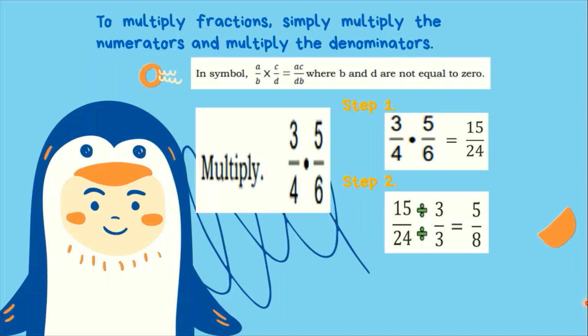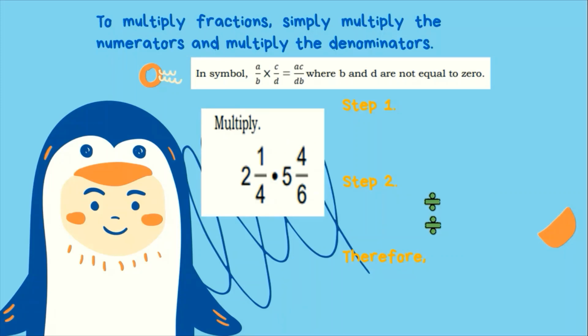15 and 24, ang kanilang GCF, yung kanilang greatest common factor ay 3. Therefore, i-divide natin yung 3 to both the numerator and the denominator. 15 divided by 3 is 5, and 24 divided by 3 is 8. 15 over 24 and 5/8 are equivalent fractions. Therefore, 3/4 times 5/6 is equal to 5 over 8.